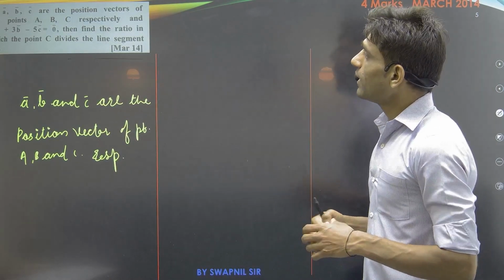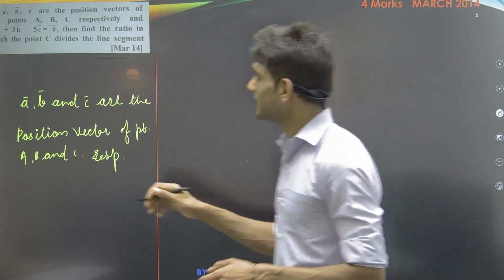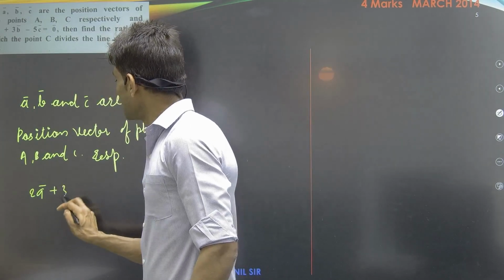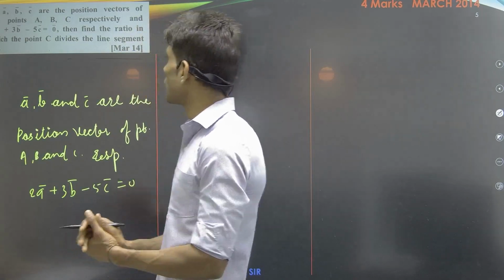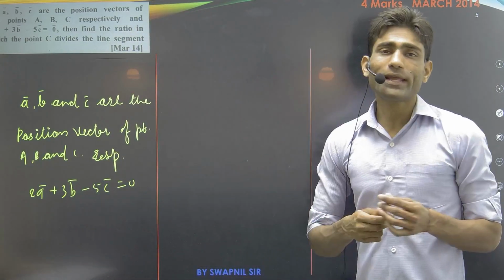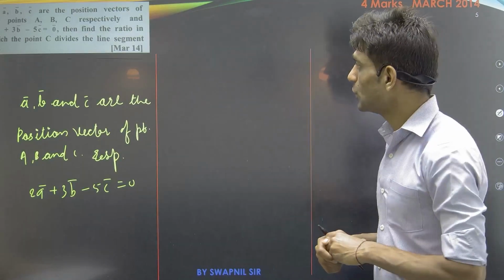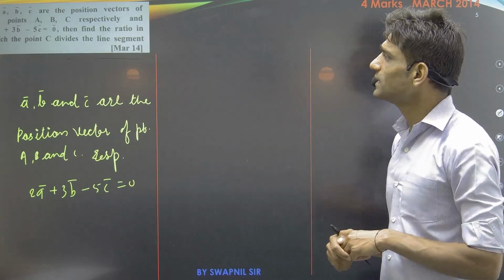And 2a bar plus 3b bar minus 5c bar is equal to 0, which is given in the next line. So we have one more equation here: 2a bar plus 3 times b bar minus 5 times c bar is equal to 0. And then we want the ratio in which point C divides line segment AB.